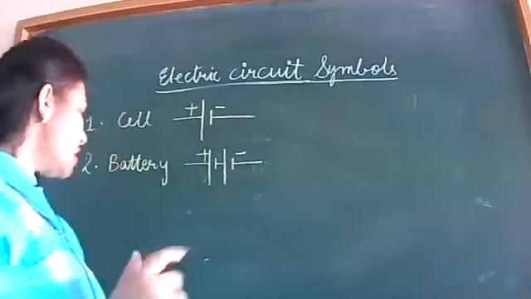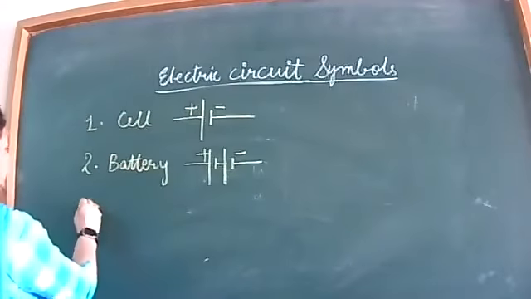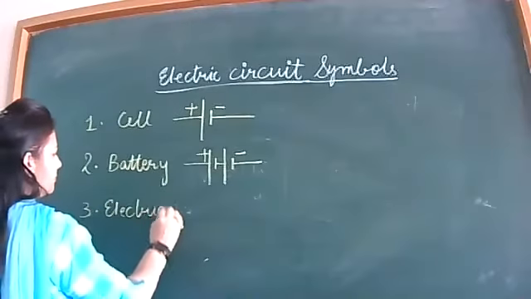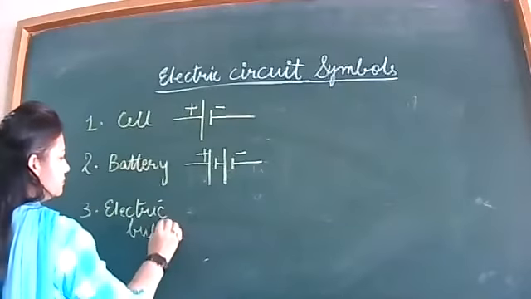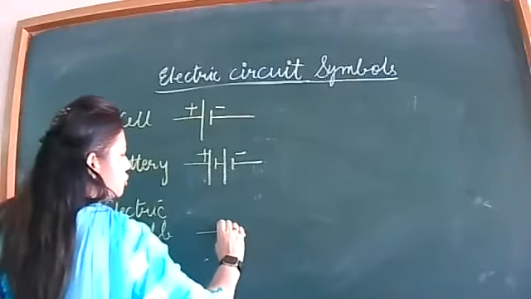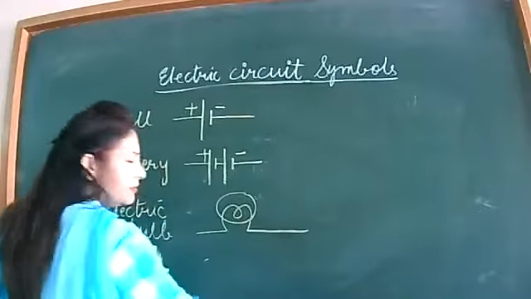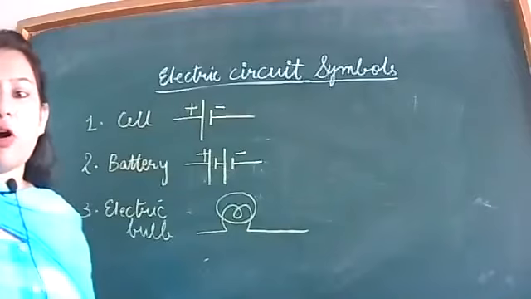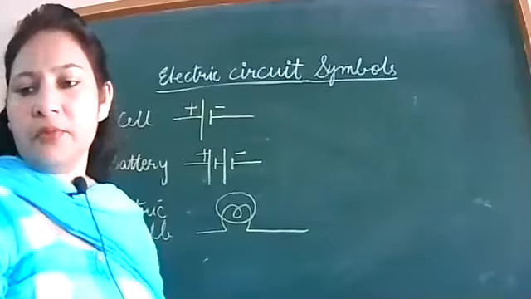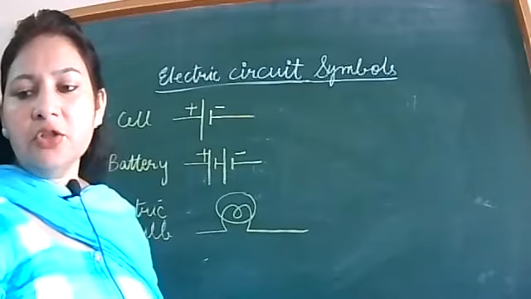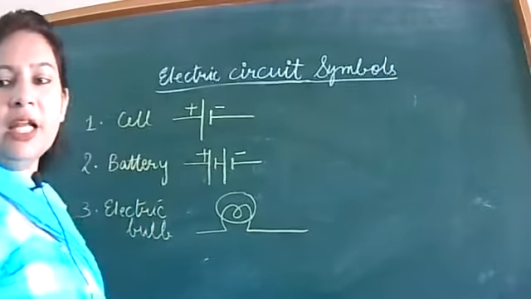Okay. So the next symbol is the electric bulb. You just draw a filament and you draw a circle. This becomes the symbol for an electric bulb. Draw a filament and just draw a circle here. You will get the symbol of an electric bulb.